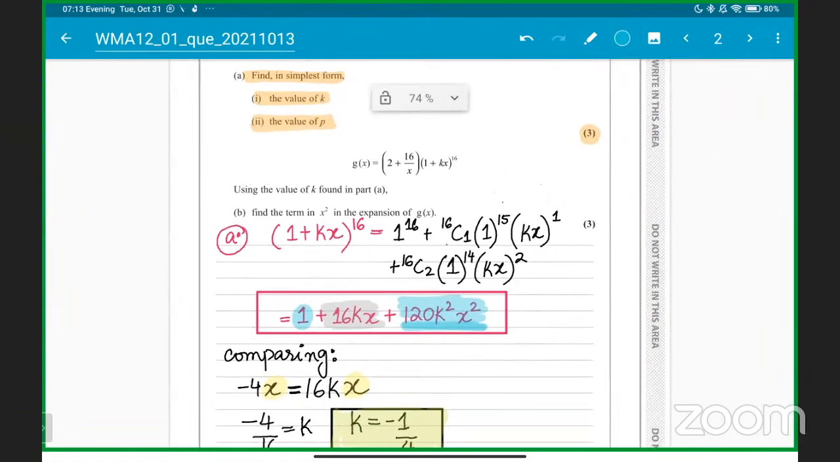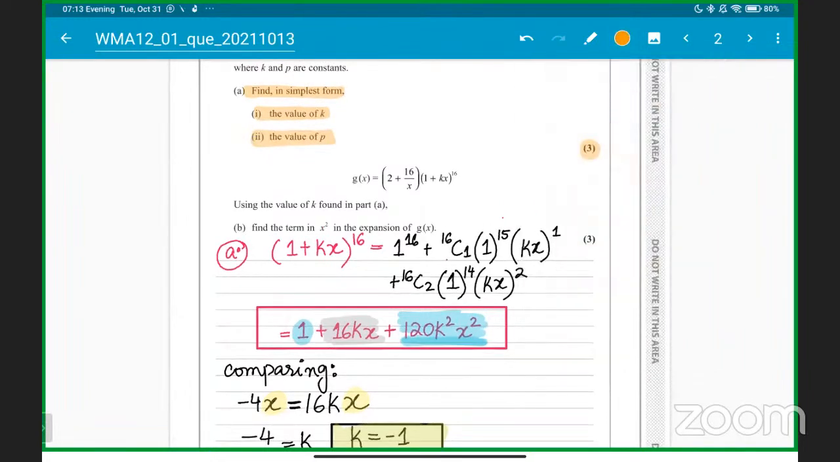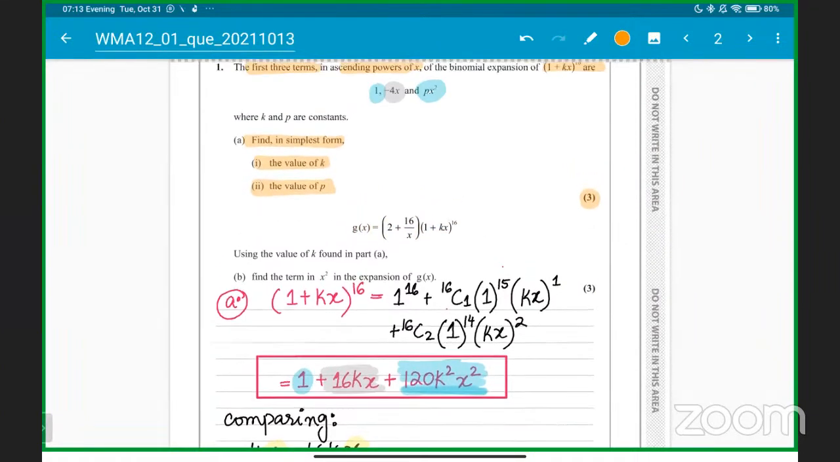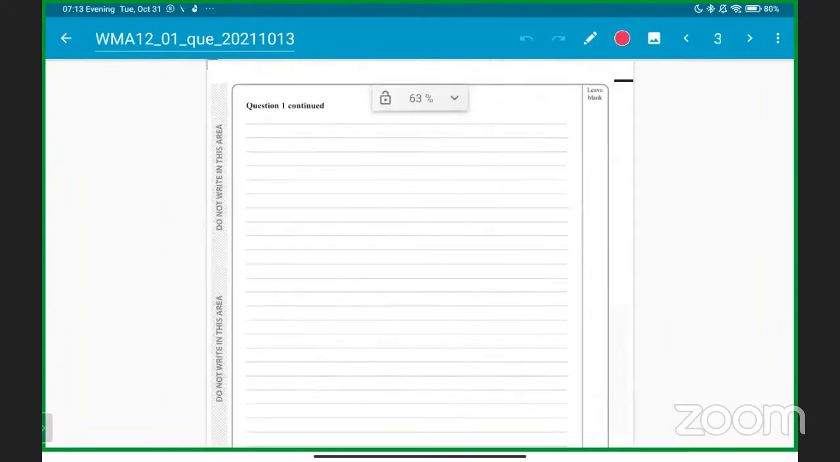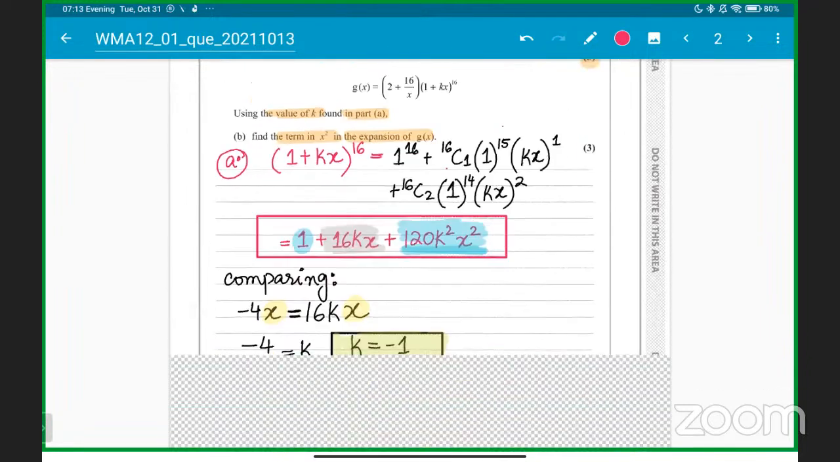Now this is maybe a little bit tricky. Let's see. This is the function g(x), which is (2 plus 16 over x) multiplied by (1 plus kx)^16. Using the value of k found in part A, we have to find the term in x² in the expansion of this. So we have to find the term in x², not the independent or other terms. We just have to find the term in x², okay? Not difficult.